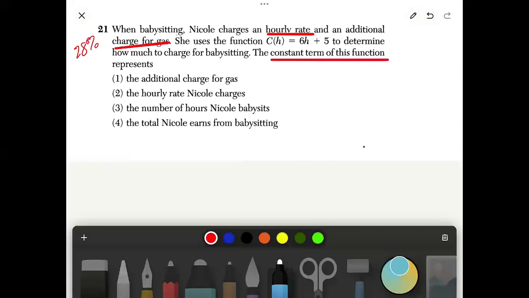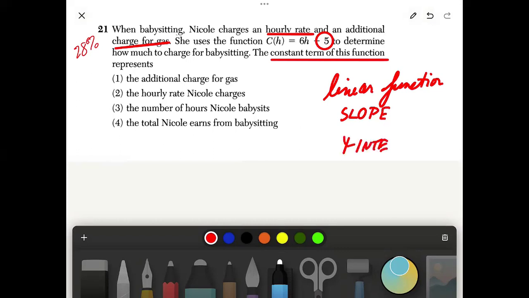represents. So we want to know, this is the constant. And the degree of this function, or the highest exponent, is a 1. So this is a linear function. That's what you should know. A linear function has 2 pieces. It has a slope, and it has a y-intercept.